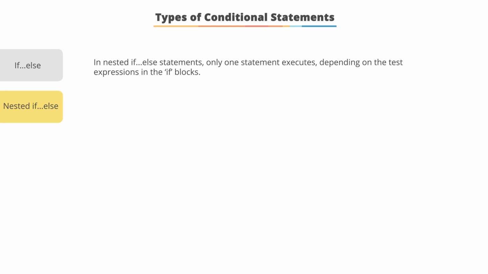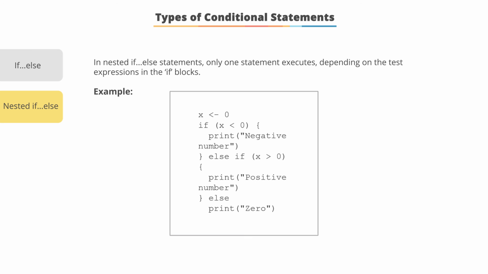Now there are nested if-else statements where only one statement executes depending on the test expression in the if block. So here we're assigning x to 0. Now here we're saying if x is less than 0, well actually x is 0, right? So we're not printing a negative number. Else if x is greater than 0, well x is 0. So we don't print positive number, so we move to the next step, else print 0.